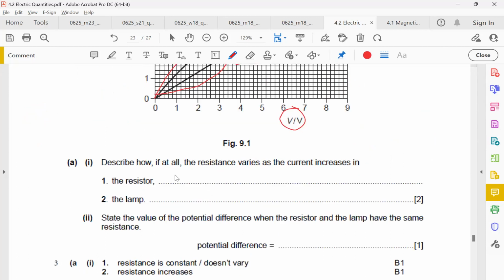So yeah, your resistance should have been constant and here should be increasing.